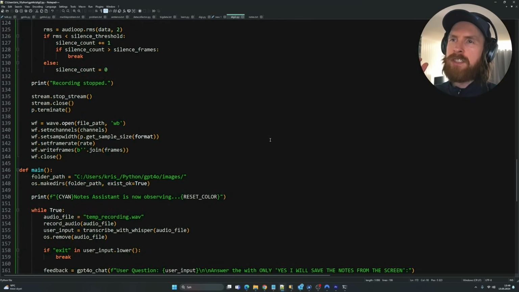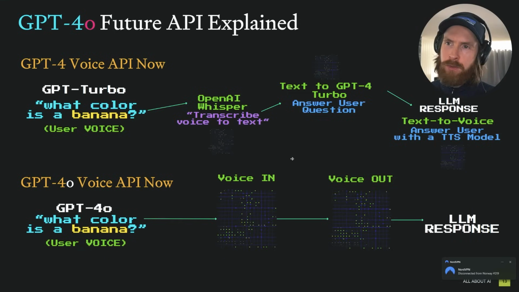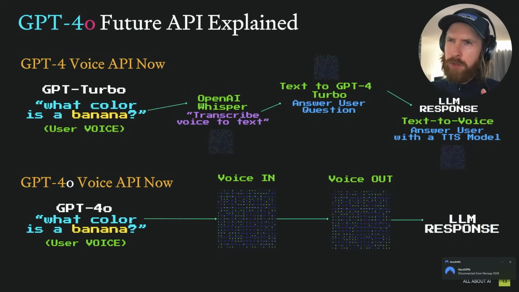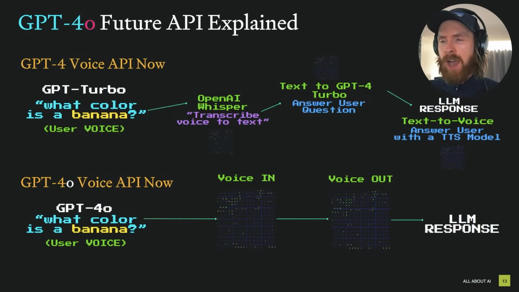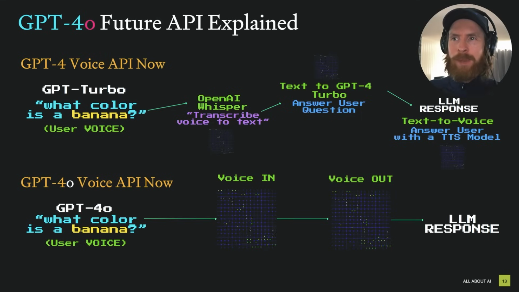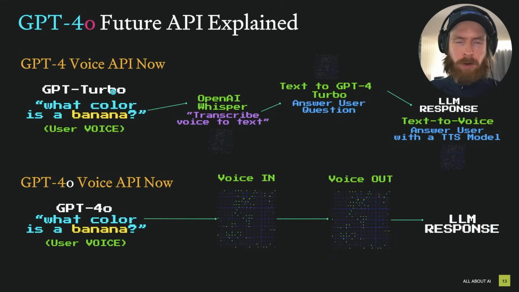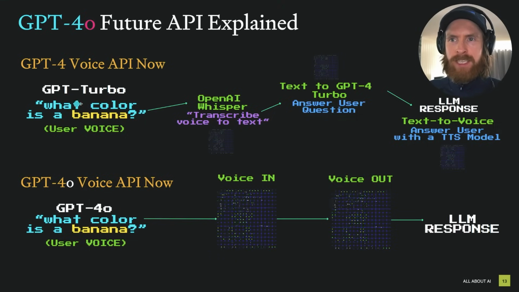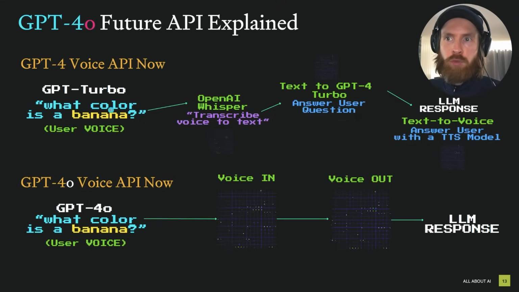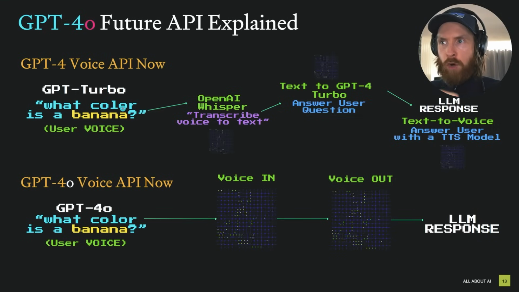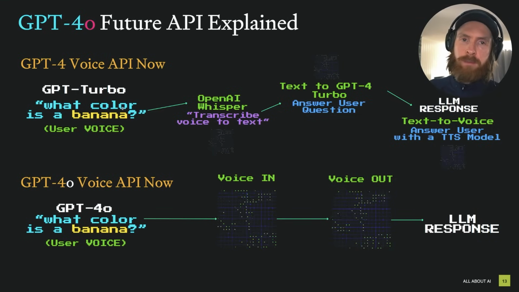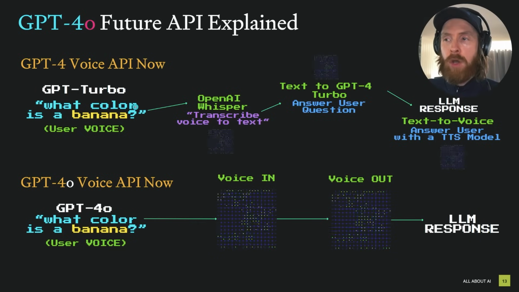Now let me just explain the differences between the API now and what we hopefully will get very soon. This is how I set this up. I want to try to explain how I think this is gonna work. I'm not 100% sure of this, but I think this is the big difference. In the program you just saw me use, let's say we said into my microphone, what color is a banana? Then it has to go to OpenAI Whisper. We have to transcribe the voice I said into my microphone over to text.